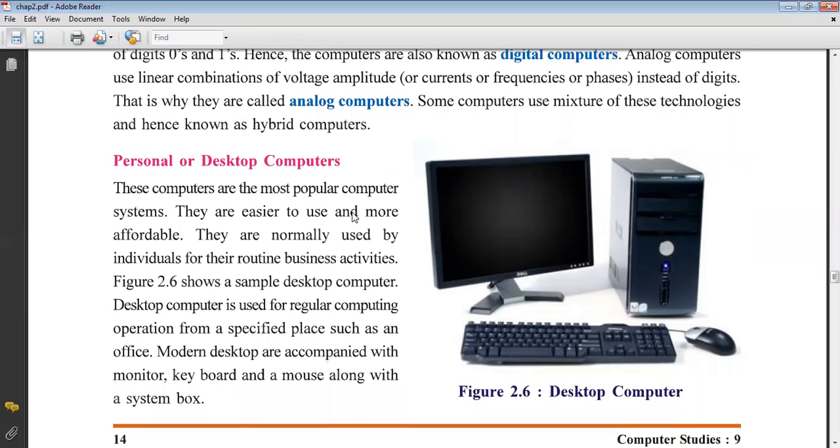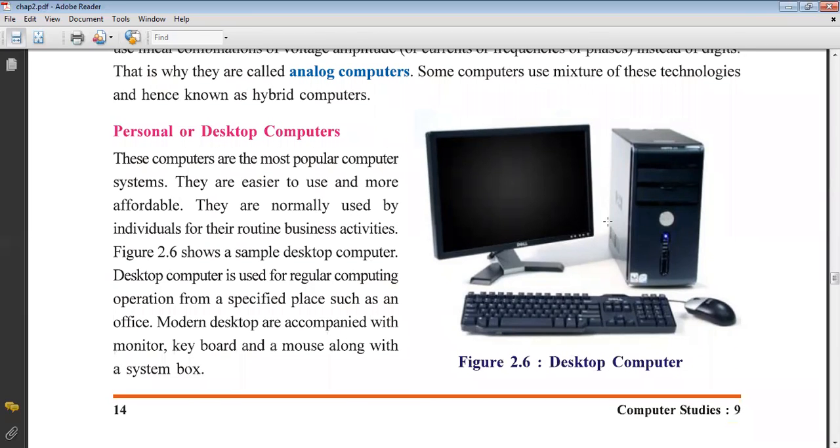Now, personal computer. You know the personal computer very well. In the computer lab, you are always using this type of computer, the desktop computer. Its monitor is like a TV. This is a CPU and this is a keyboard. This is a mouse. These computers are the most popular computer systems. They are easier to use and more affordable. They are normally used by individuals for their routine business activities. Figure 2 shows a sample desktop computer.